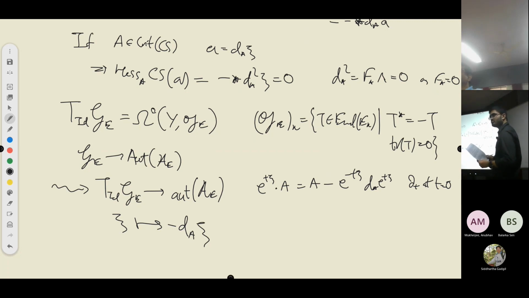What do you mean automorphisms of AE? AE is not a... AE is your space of connections. Yeah, but it's not a vector space, right? It's an affine space. Yeah, so we're looking at affine automorphisms. Yeah.